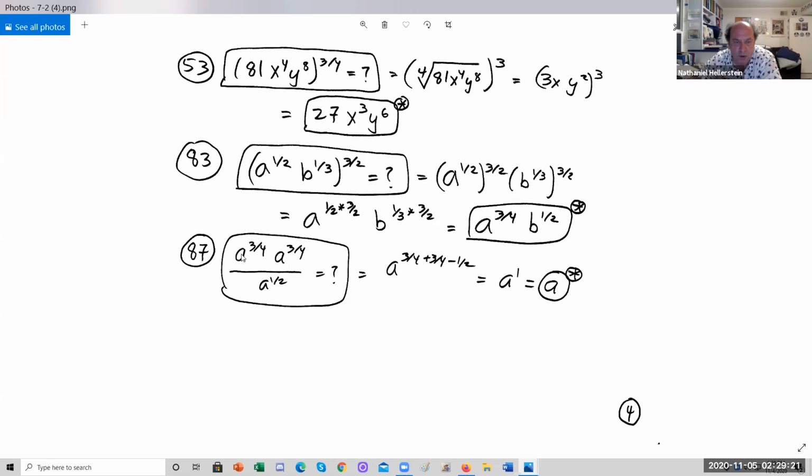You have a to the 3/4 times a to the 3/4 over a to the half. And we use the law of exponents, where multiplying means you add exponents and dividing means you subtract the exponent. So you get a to the power 3/4 plus 3/4 minus 1/2. And okay, run it out, and it's first power, so a to the first power, and that's just a.